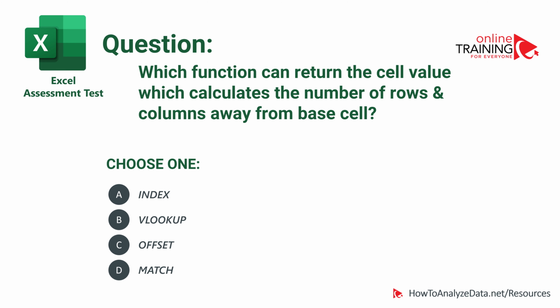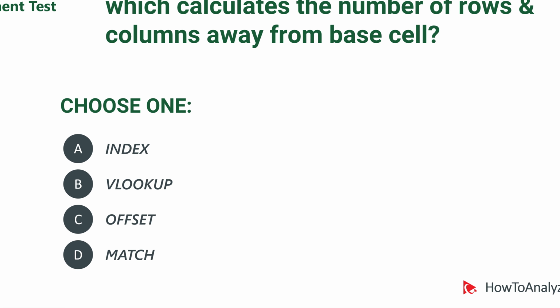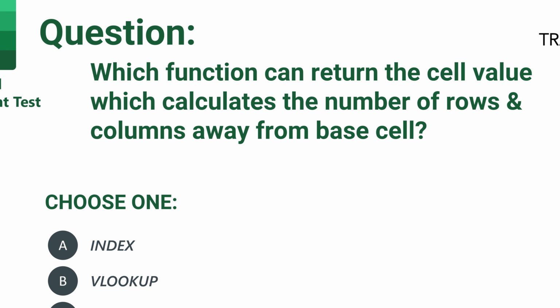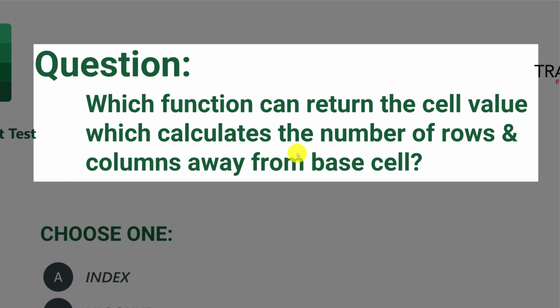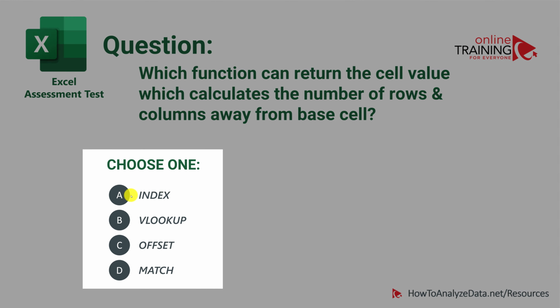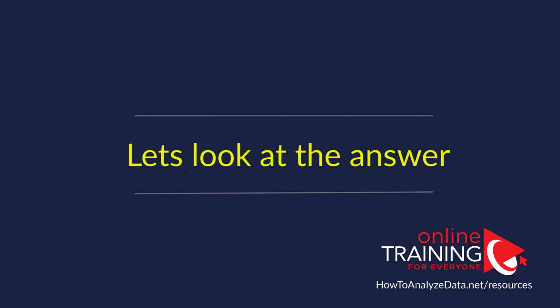It is very unlikely that you will get away on the test without having a question on VLOOKUP function or its replacements, index and match, or question that will test your knowledge of offset function. So let's look at one of those questions that you might get. Which function can return the cell value which calculates the number of rows and columns away from a base cell? And you have four choices which sound familiar: index, VLOOKUP, offset, and match. Which one do you think is the right one?